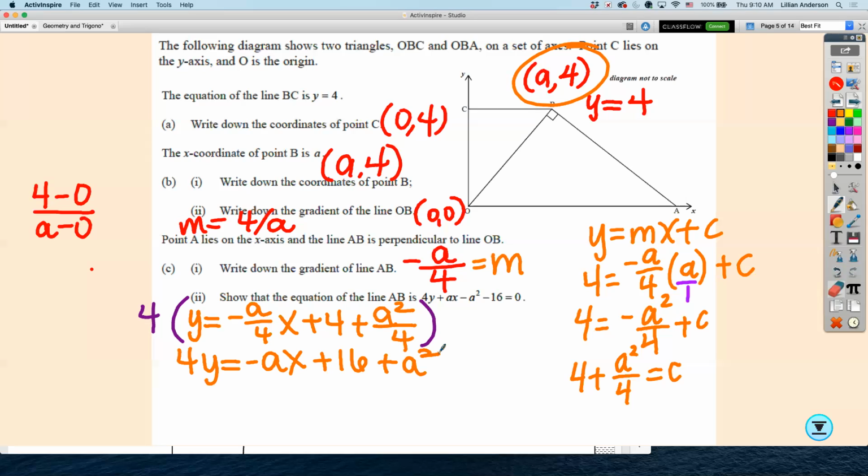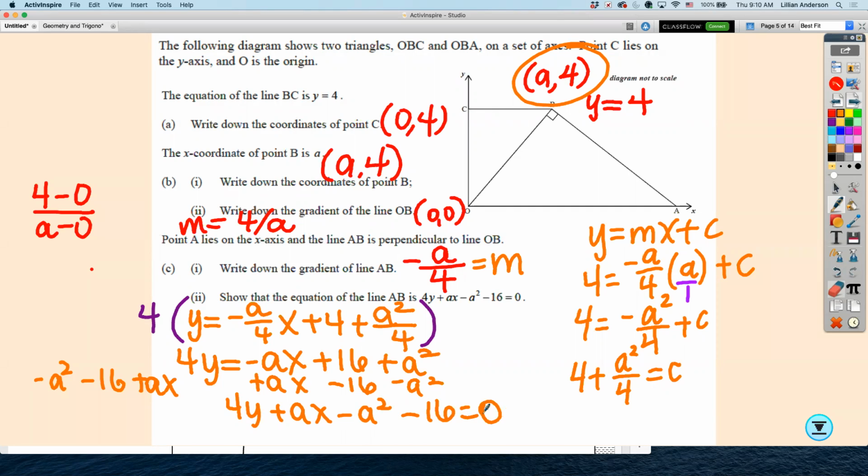Then essentially, what will I need to do? Move the 4y over. I've got to move the right side over. So that means I have to add an ax to both sides. I have to subtract the 16 from both sides. And I need to subtract an a squared from both sides. So then that way, I can get it so that it looks exactly like what I have. So that's 4y. There's that plus ax. There's that minus a squared. And then there's that minus 16. And that is how we show it.